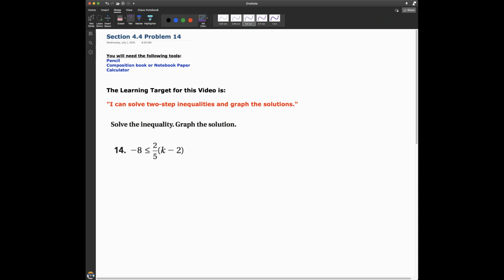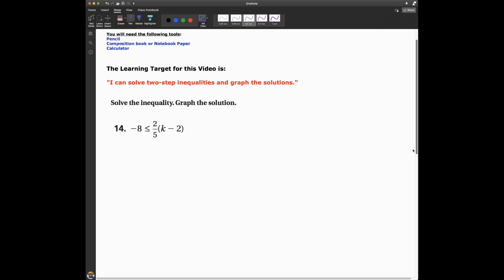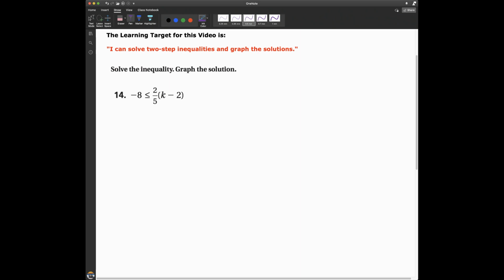You'll need your pencil, composition book, or notebook paper to take notes, and you might need a calculator for this one. The learning target for this video is I can solve two-step inequalities and graph the solutions. So just like a previous video where I solved the problem two different ways, I'm going to do that again. Let's look at this problem.